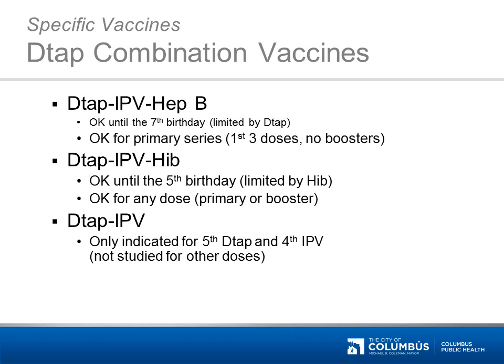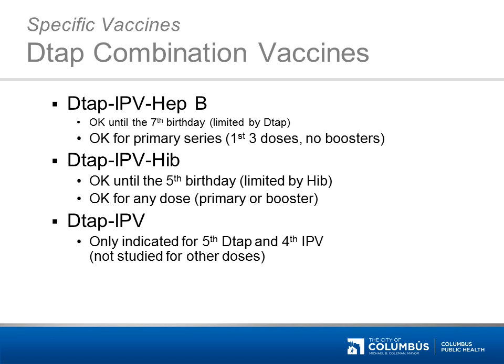There are 3 common Dtap combination vaccines. The first 2, which include the Dtap Polio and hepatitis B combination vaccine, and the Dtap Polio and Hib combination vaccine, are the most inclusive combination vaccines. The third is the Dtap Polio combination vaccine. Each one has different limitations.